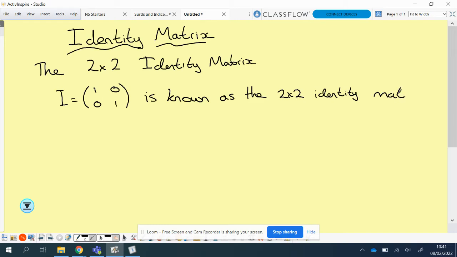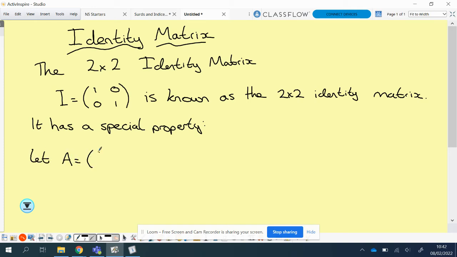Now, it does have a special property, which we'll now look at as well. And we'll look at an example to show what those properties are. So let's take a matrix A to be a general 2 by 2 matrix. So let's say we've got values A, B, C, and D in matrix A.